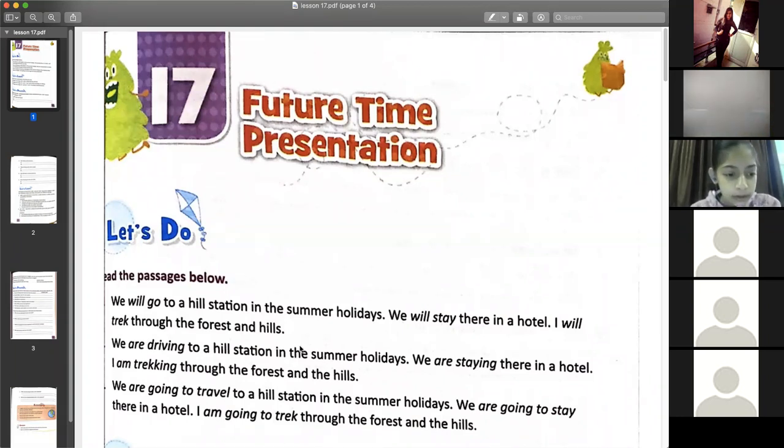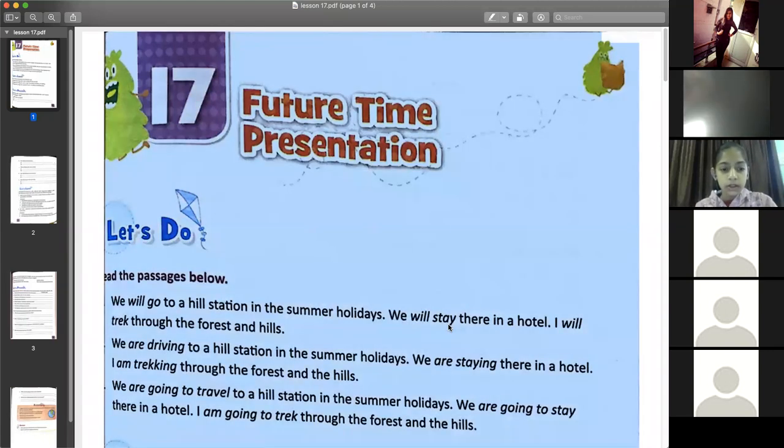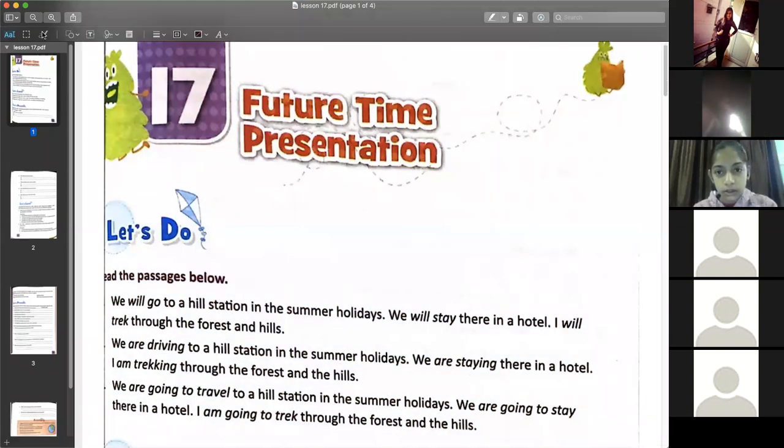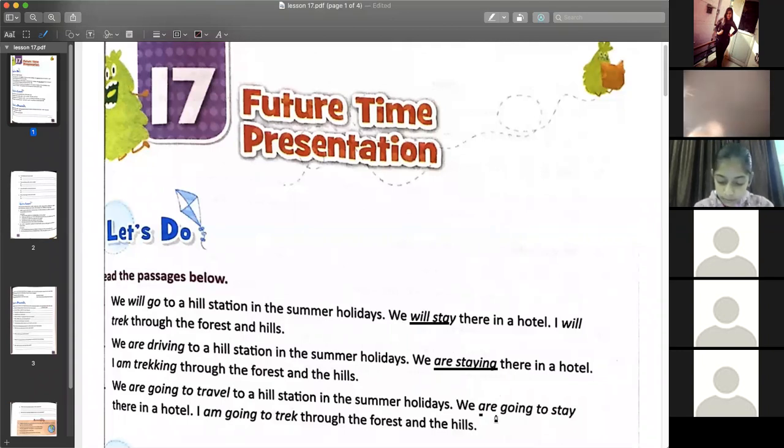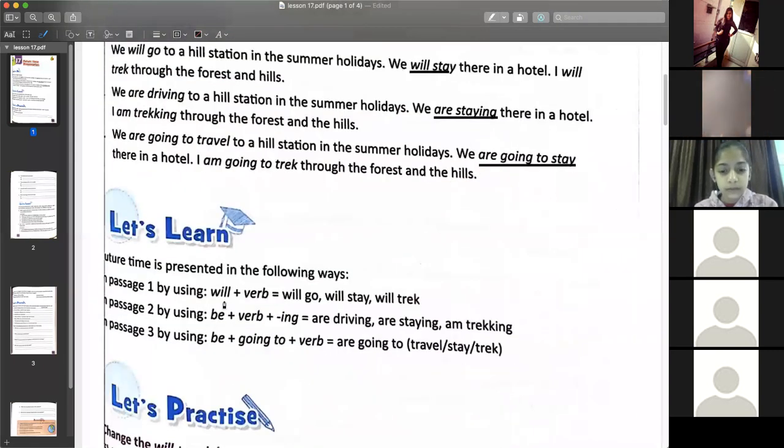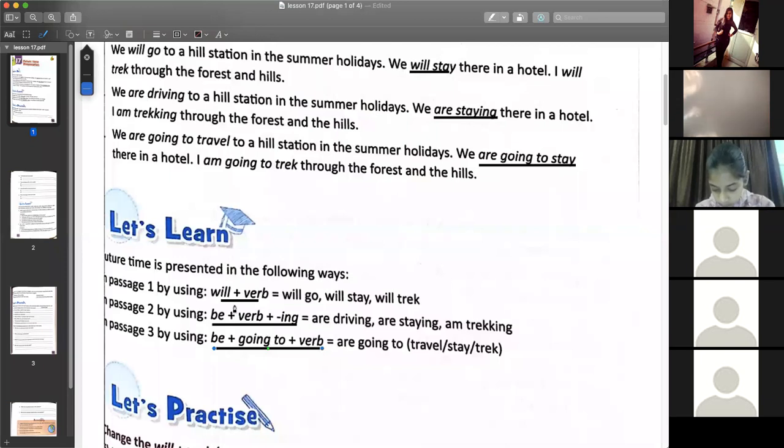Now, if you see the formation, first line says will plus verb, isn't it? First line is will plus verb. Second is form of be, am I plus ing, verb plus ing. And third is be form going to plus verb. See, will plus verb. Be plus verb plus ing, be plus going to plus verb. These are the three formations that are used to form your future time presentations.